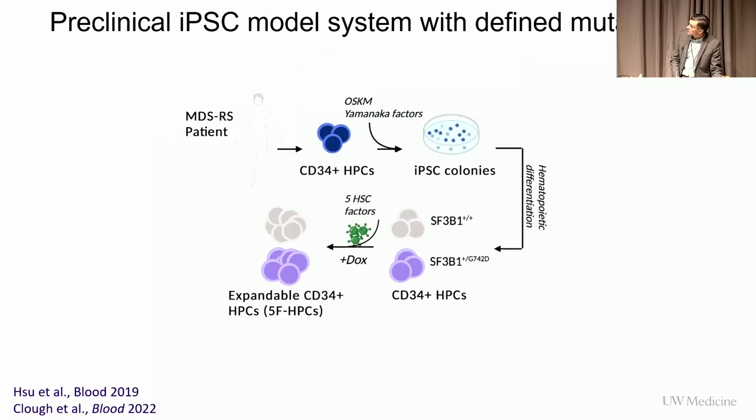So how do we work with these lines? They're technically challenging to work with. How can we make these available to the community? Well, what we've been doing is establishing cell lines from these iPS models using 5 transcription factors. These basically propagate as CD34 positive cells that we can keep in culture with doxycycline. They can still differentiate into all the different lineages and also have some transplantation potential that I'll show in the next slide here.